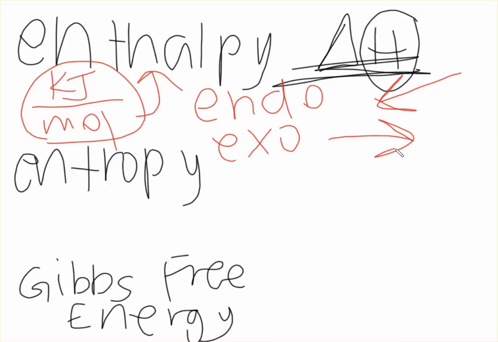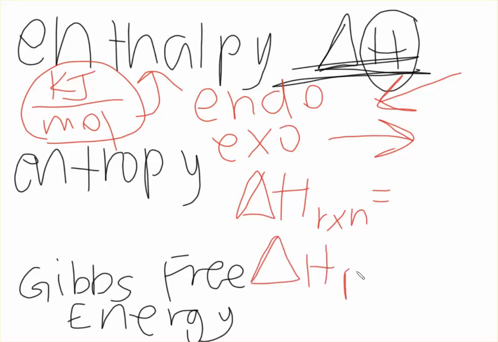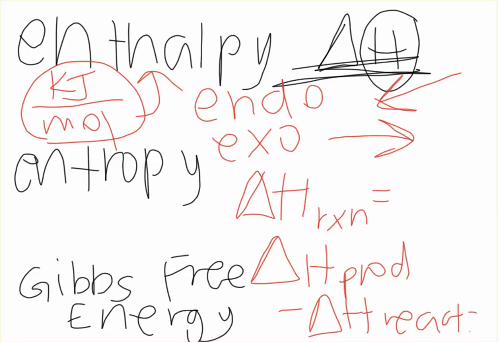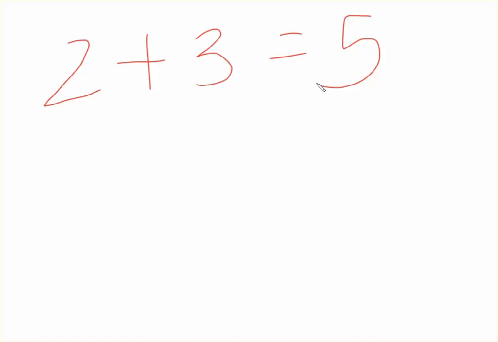Something to know is that the change in H of a reaction equals the change in H of the products minus the change in H of the reactants. Let me make this more clear. Let's say you have 2 plus 3 equals 5, but you don't know what 2 is.